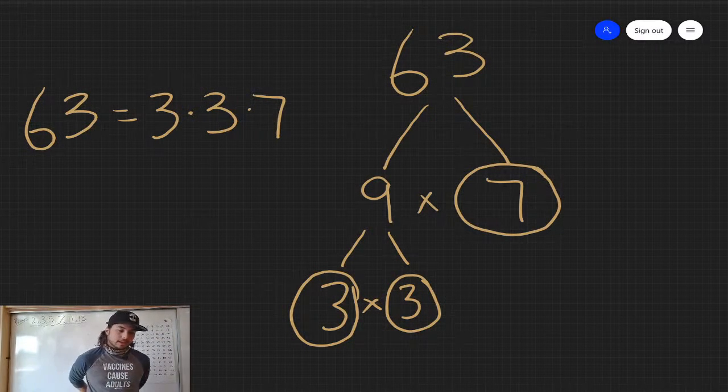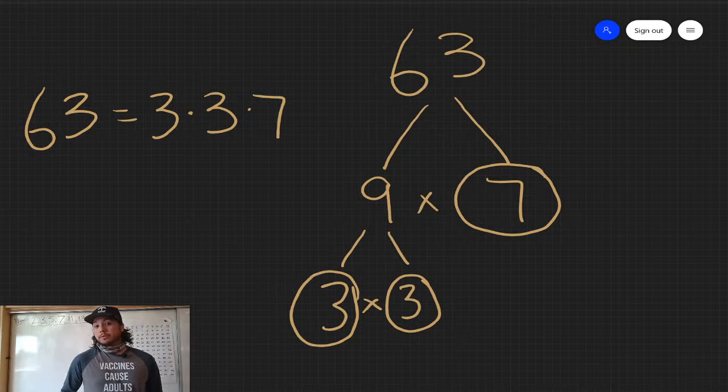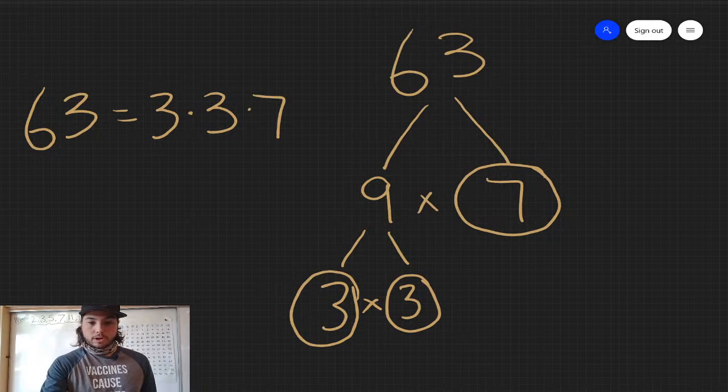Or 7 times 3 times 3, or 3 times 7 times 3. Any of them work, because the factors can change order in a multiplication equation, but the product stays the same. Okay. Are there any other ways we can make 63?